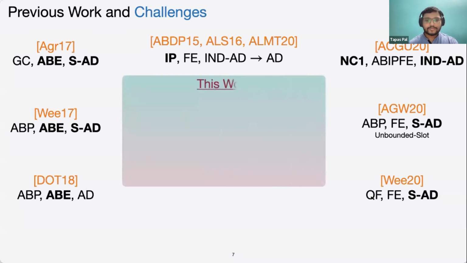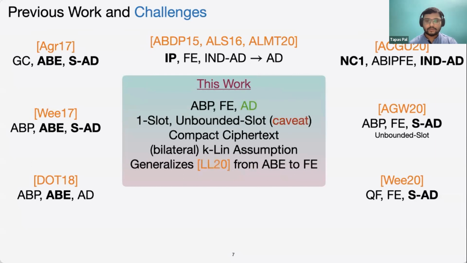So in this work, we present an adaptively simulation-secure functional encryption scheme for attribute-weighted sum functionality, where the weight functions are ABP. First, we present a one-slot scheme, then we convert it to an unbounded slot scheme with a small caveat, which I will explain in the next slide. Our scheme supports compact ciphertext, meaning that the ciphertext size will not grow with multiple occurrences of a particular attribute in the weight function. And also, the security is based on the standard k-Lin assumption. And from the technical side, we extend the LL20 framework from ABE to FE. That means from payload hiding to the partially attribute hiding setting.